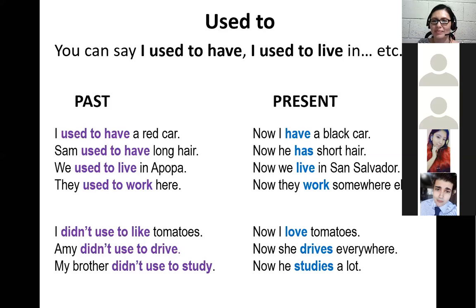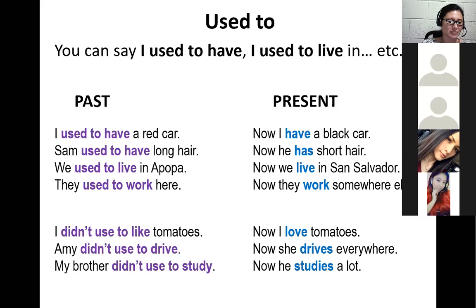Okay. I used to play. I didn't used to like reading. Now I love reading, okay. Mm-hmm. Thank you. I used to have short hair. Now I have long hair. Very good. I used to go to study at university. Now I study at home. Okay, very good. I didn't used to like carrots. Now I love carrots. Very good. And I didn't used to have a dog, and now I have a dog. Okay, great job, Mariana. Thank you very much for your sentences.